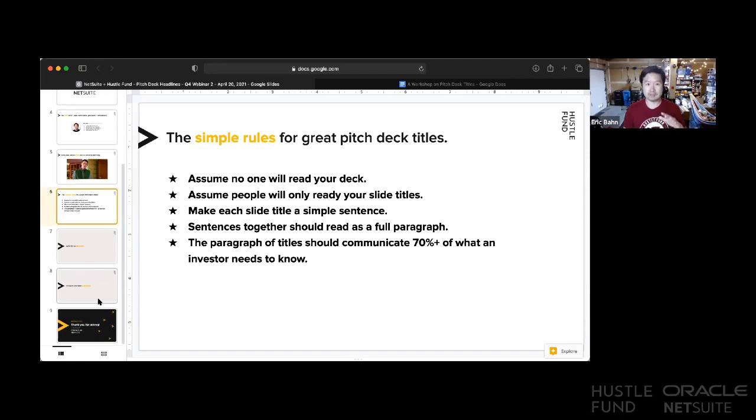Or if it's too polarized in the other direction, where it's not revealing enough because you really care about your vocal narration in a real pitch, it's not going to be sufficient to make a decision. So this is where the art of pitch deck headlines actually matters. Okay, so let's keep these rules in the back of our minds.